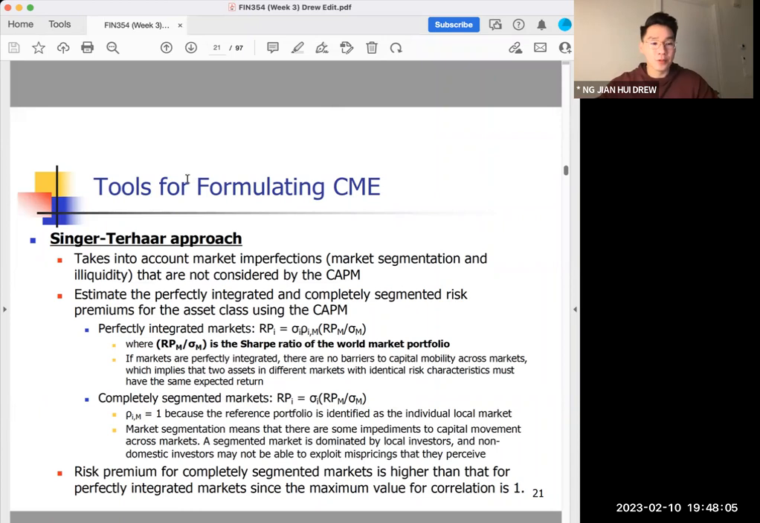So we have another approach. This is called a Single Tengah approach, where we take the CAPM model and then we transform it and include more details, right? And what details do we want to include? We want to include whether the market is an integrated market or a segmented market.